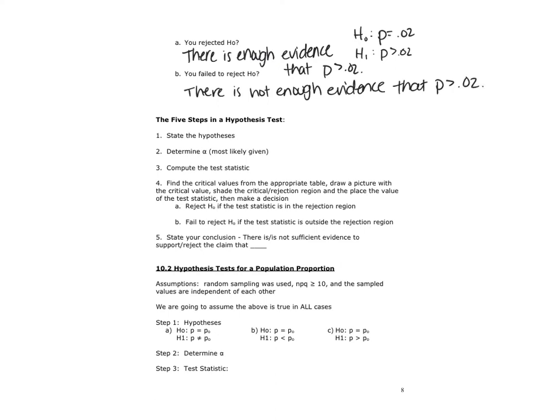Once you start actually seeing examples with context, you won't write P greater than 0.02. So you won't write your claim symbolically. You'll write it out in words based on the context of the problem.